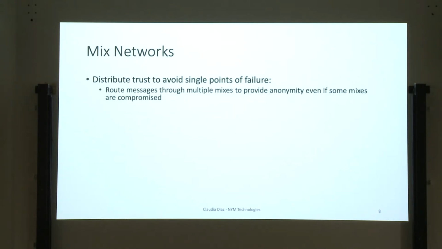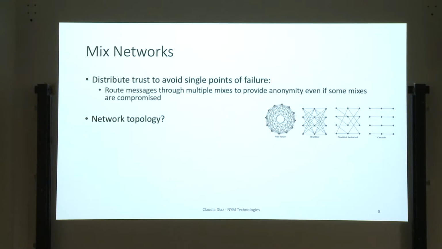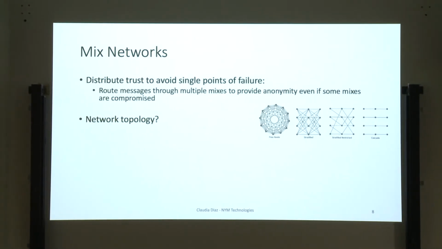Good. So, of course, you don't want to have a single mix. This is a single, trusted central point. You want to distribute trust to avoid single points of failure. So you want to route messages through multiple mixes. Now, how do you organize these mixes? What's the network topology you're going to choose? Early designs had a free route. That means that you can choose any, let's say, 3 mixes in any order. And this is, for example, more or less how Tor is designed.